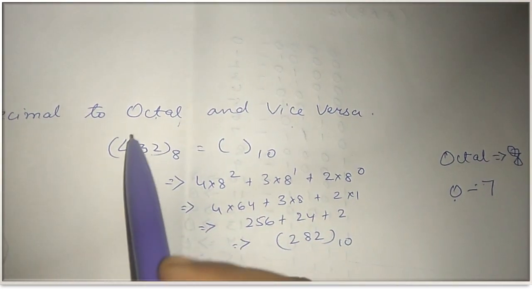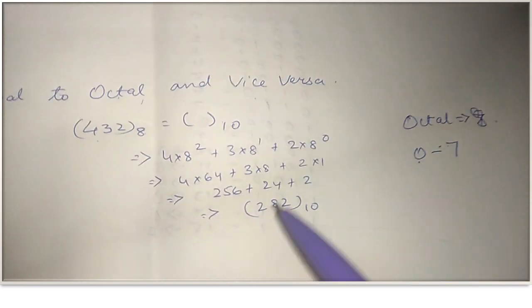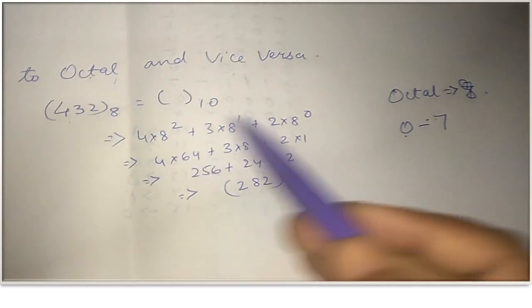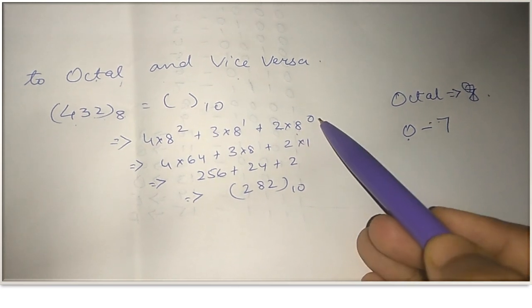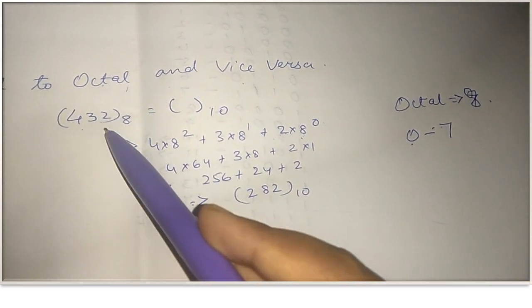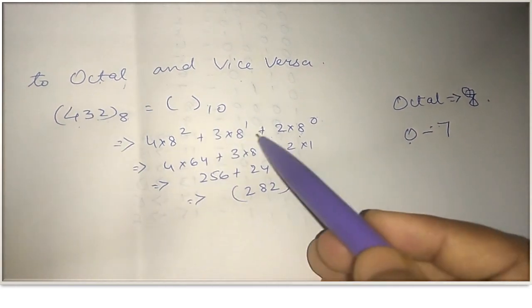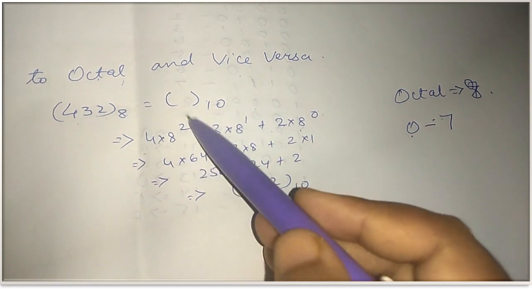Next we will see octal to decimal, how we can convert. See, what is our question? 432. You have to convert it into decimal form. So just write from the last. Okay, see, 2 into 8 raised to 0. Anything raised to 0 is what? 1. 2 into 8 raised to 0 plus 3. The second digit is what? 3. So 3 into 8 raised to 1 plus 4 into 8 raised to 2.